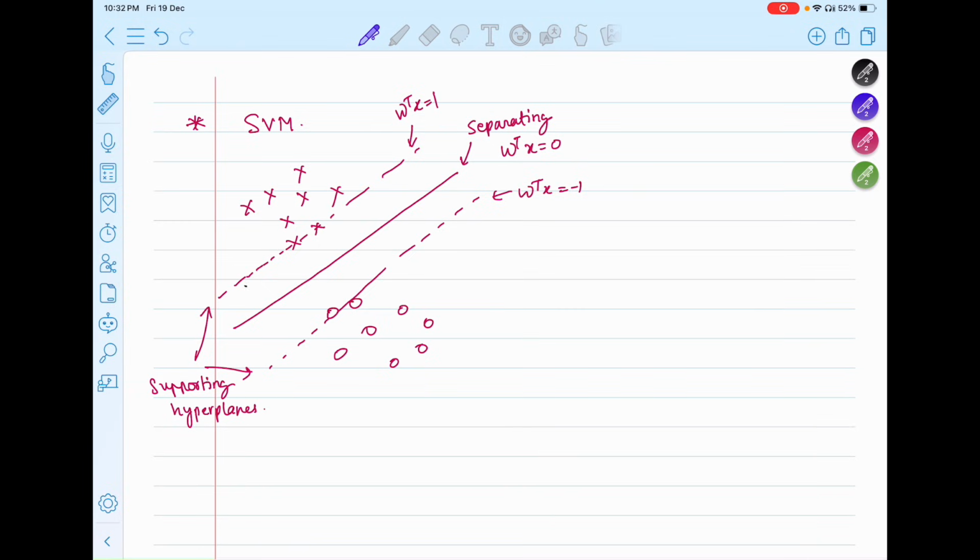This distance is known as the margin. And the margin turns out to be 2 by norm of W.